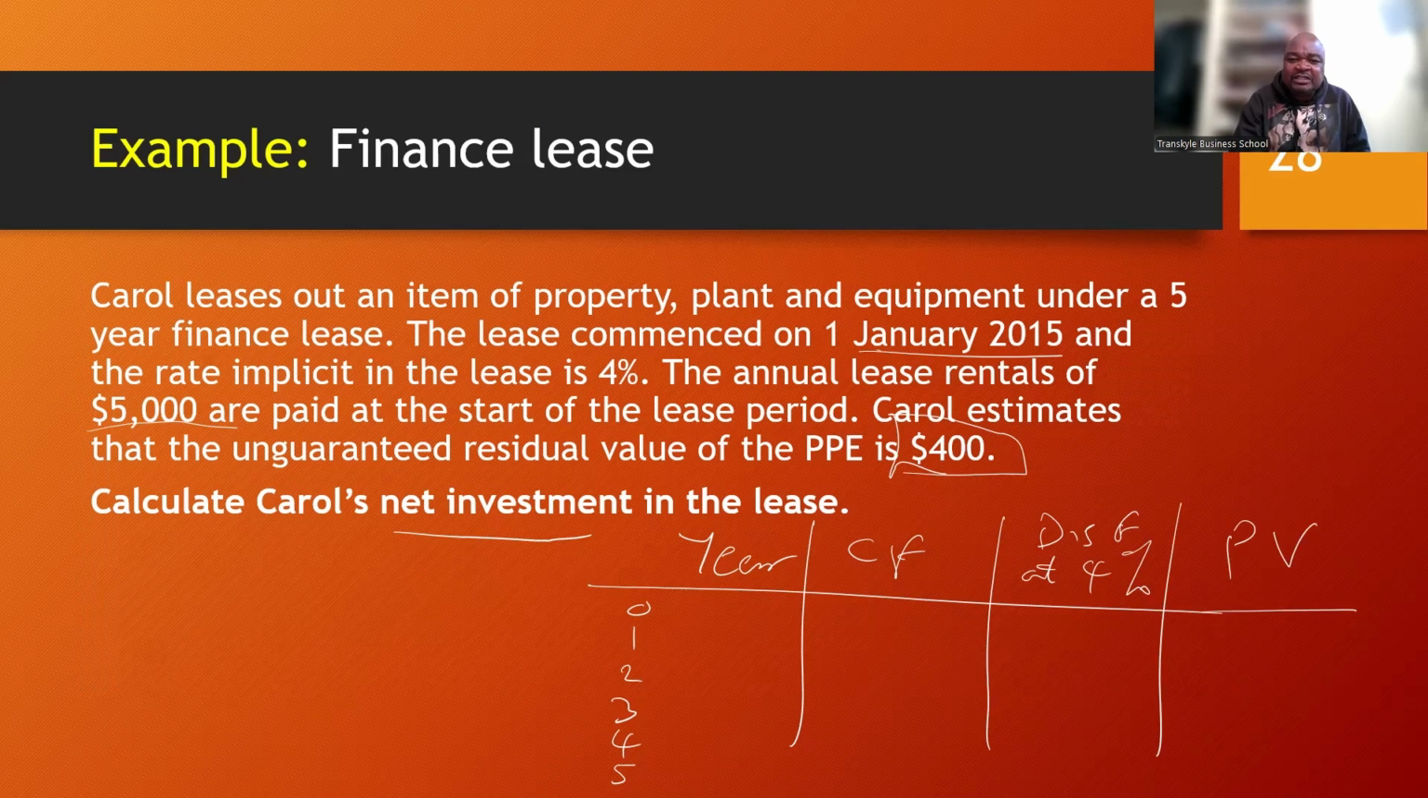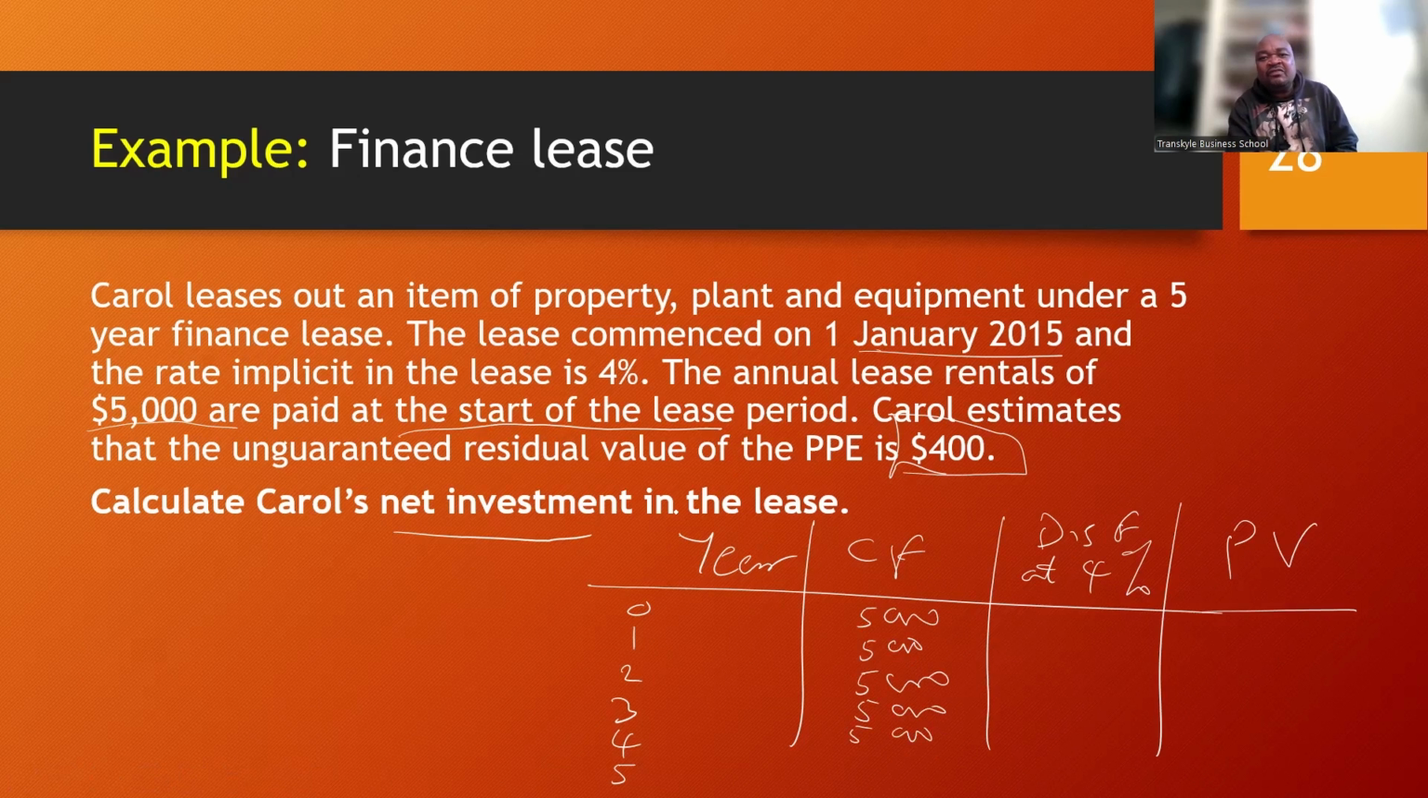So in year 0, we receive 5,000. Year 1, 5,000. Why are we saying year 0? Because these payments are paid at the start of the lease period, at the start. Year 2, 5,000. Year 3, 5,000. Year 4, 5,000. So these are now 5 years, isn't it?